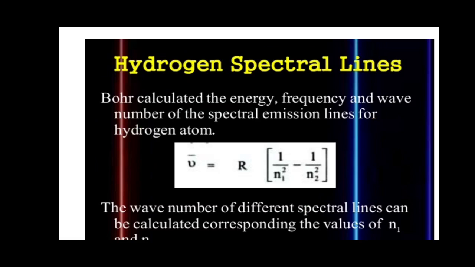Next, hydrogen spectral lines. Bohr calculated the energy, frequency and wave number of the spectral emission lines for the hydrogen atom, and that is given by the following formula. The wave number of a different spectral line can be calculated corresponding to the value of n1. It means n1 is an energy level.